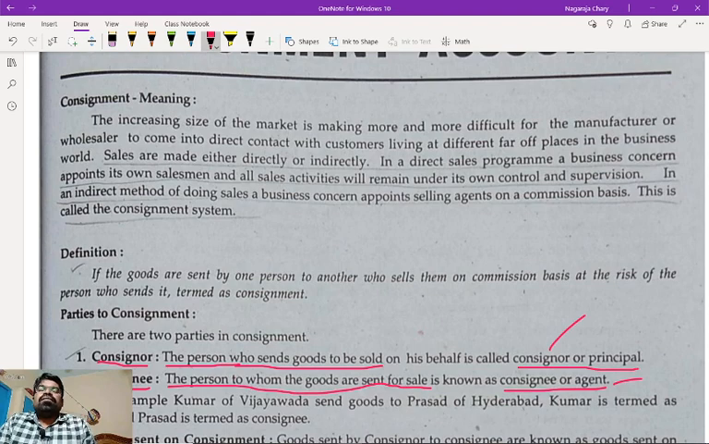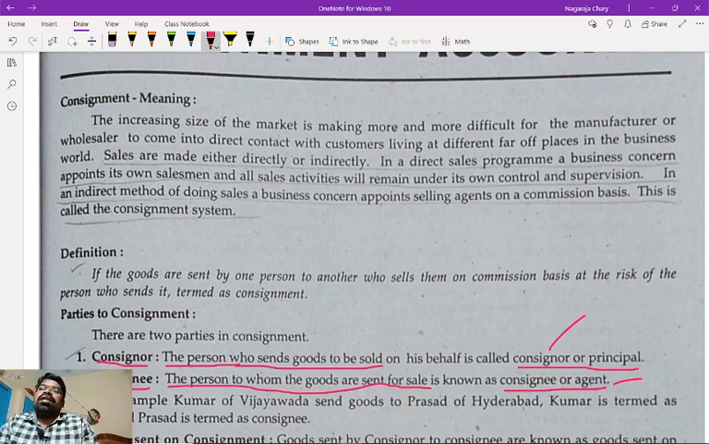So what is the benefit to the agents? Without investing a single paisa, they are earning commission. The commission earned may be improved by the volume of the stock. That's why they are very much interested in selling the goods sent by the principal. So this is the process.